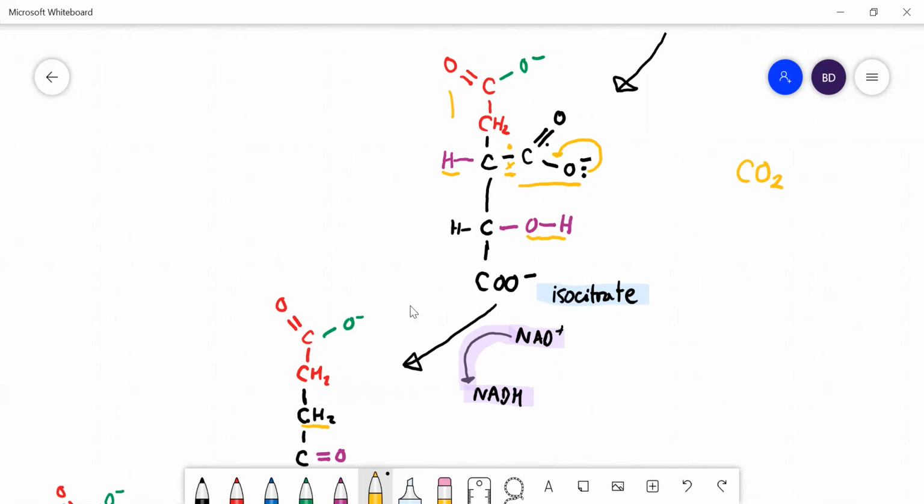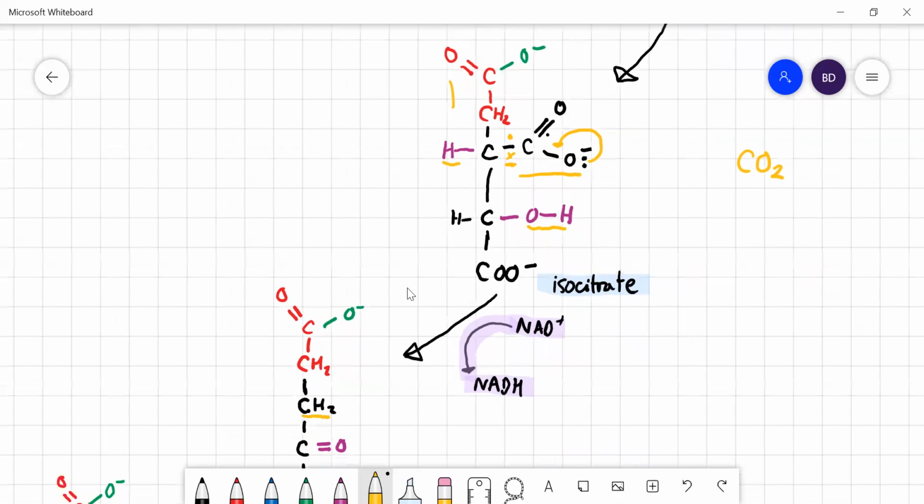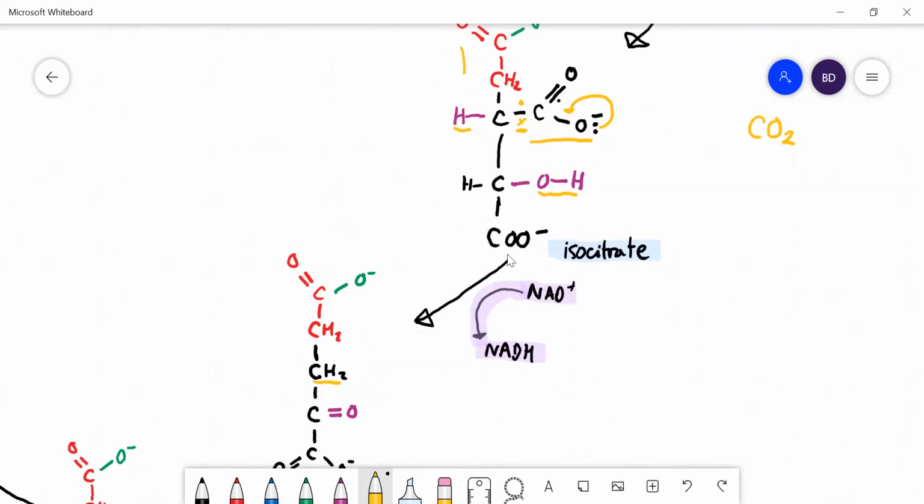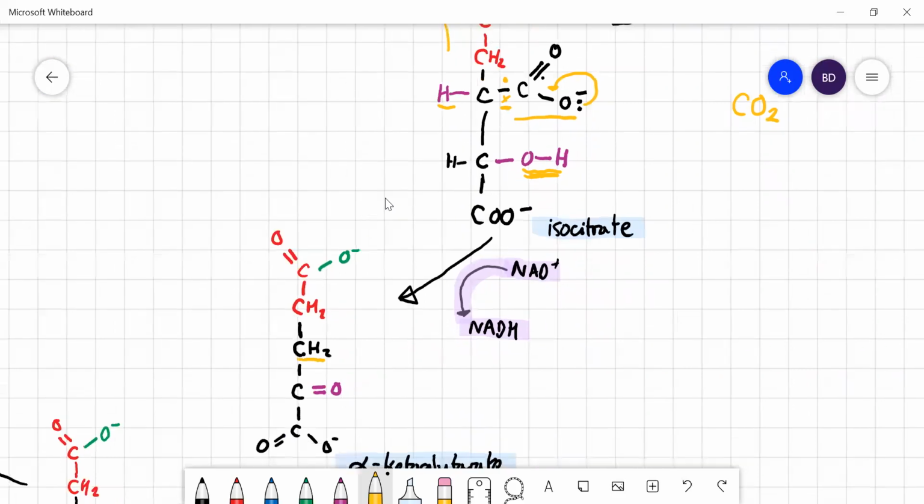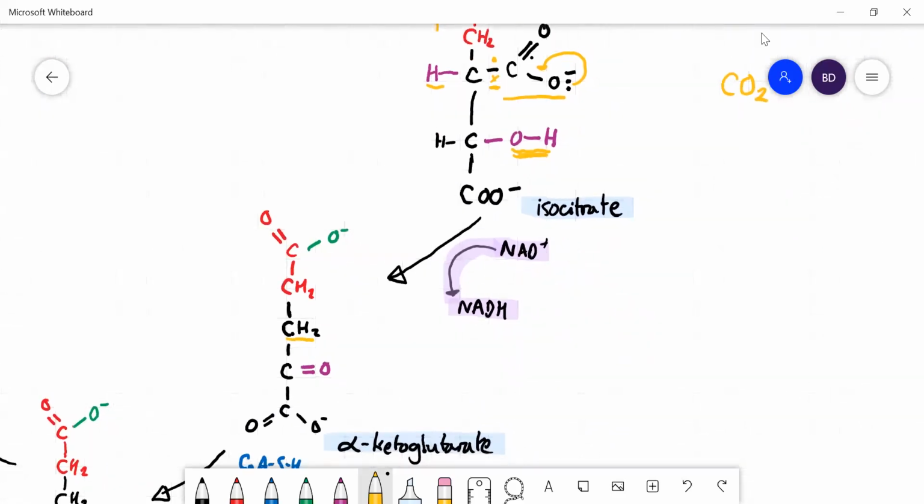Now this step is an oxidation, and we'll see why. We're going to lose electrons. If you look here, we have an OH group, whereas in the alpha-ketoglutarate, which is this molecule here, that OH has now become a ketone. We know that's an oxidation. Let's just think about what's going on there. Well, you'll have a pair of electrons there.